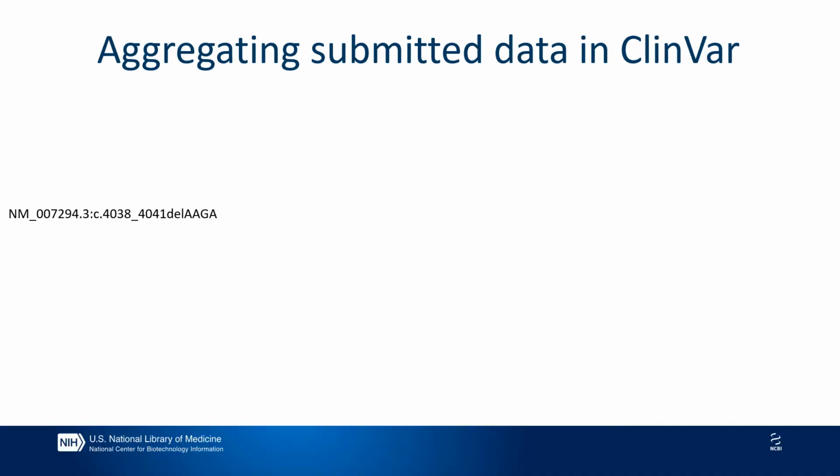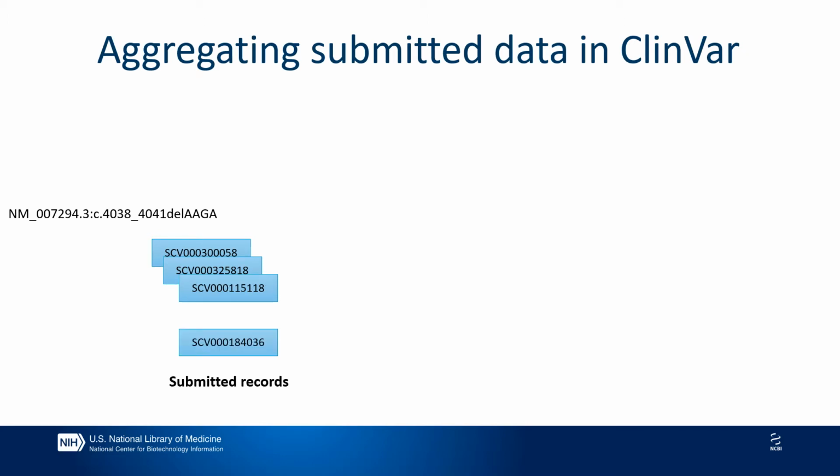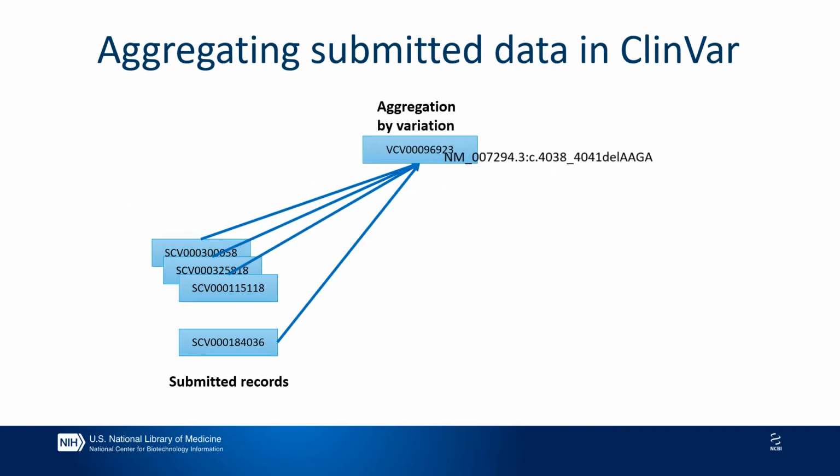So let's say that we are interested in this short deletion. And you can imagine that someone may submit their interpretation of this variant to ClinVar. This is their SCV accession number for their submission. And we might get a few more submissions for this same variant over time. Each of these is a different submitted record from a different organization. Now, because we in ClinVar can tell all of these records are for the same variant, we can aggregate those into a variant record with this VCV accession number.